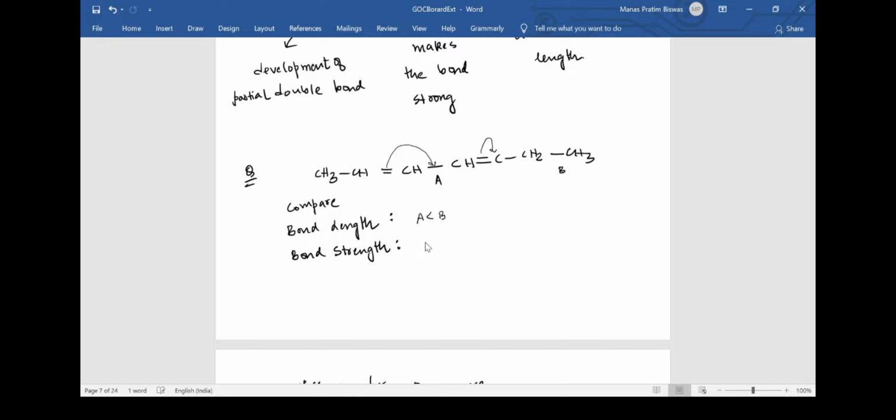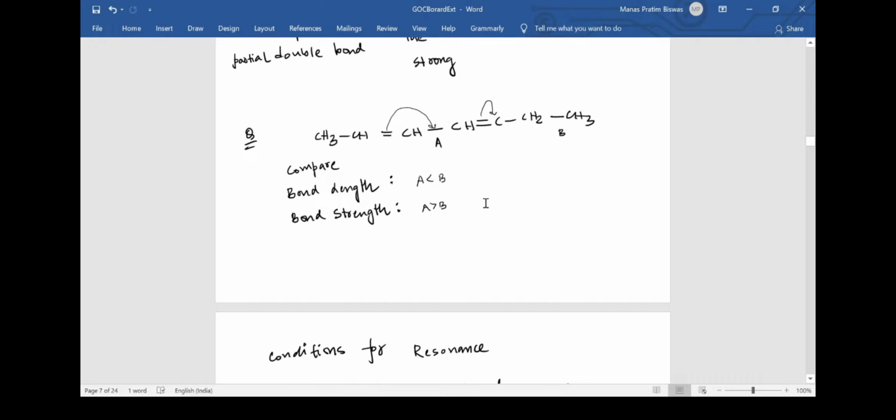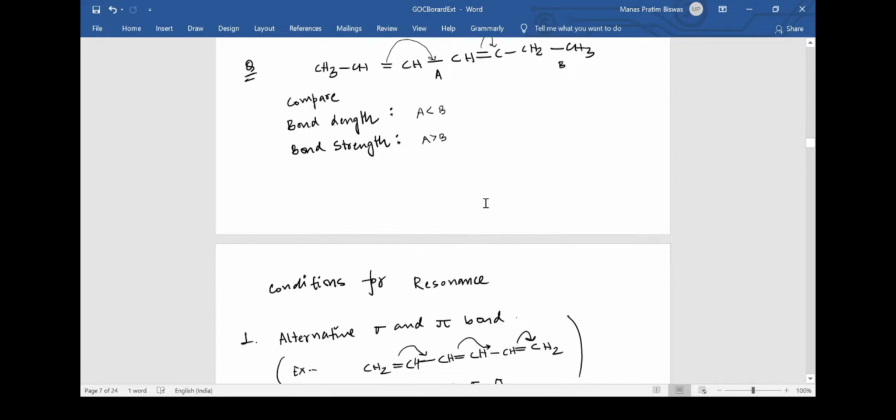Similarly, the bond strength of A will be more than B, because I said a few moments earlier that bond length and bond strength vary inversely. The more the length, the less the strength of the bond.